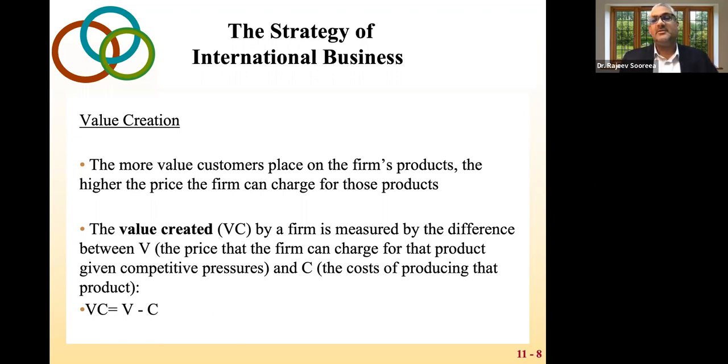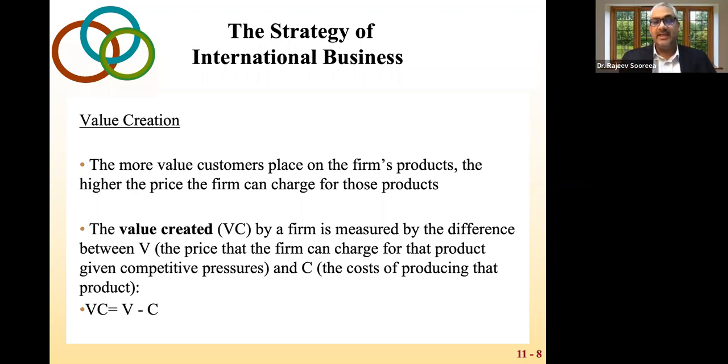So this is something very important. The value, there could be intrinsic value, that is what the product is itself performing wise, or it can be perceived value, right? How consumers perceive your product, right? We'll talk about perception a little bit down the road today.